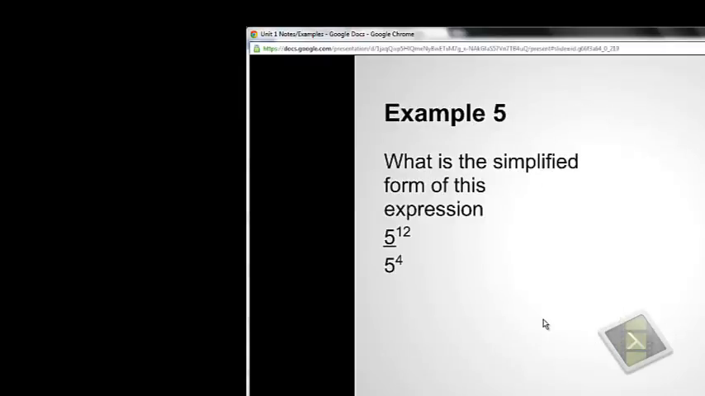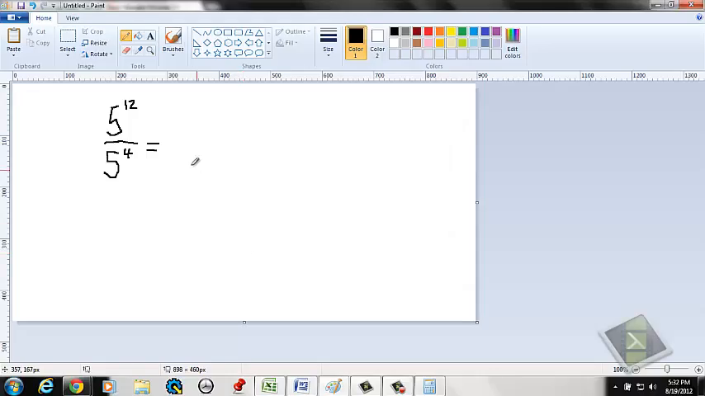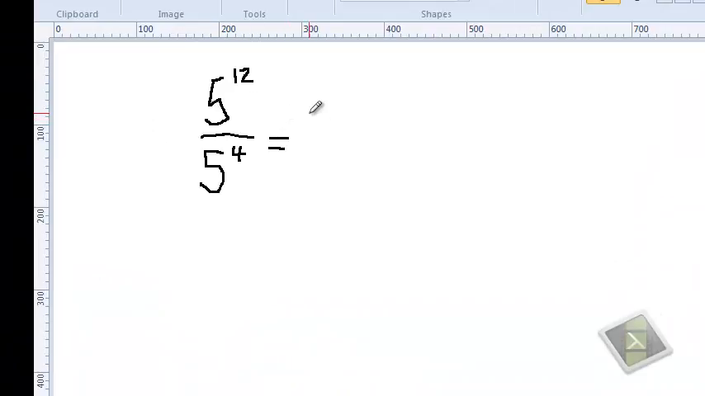Okay, here we go. Example number 5. What is the simplified form of this expression? We have 5 to the 12th over 5 to the 4th. Give it a minute and we'll come back. Alright, here we go. Division means you subtract your exponents. 12 minus 4 gives you 8. So you have 5 to the 8th power. That is the expression again. We're not looking for the actual answer. That would be tremendous if we could do it, but we're not worried about that.